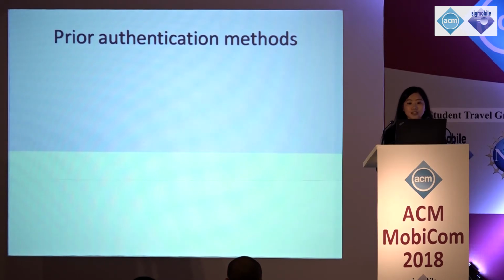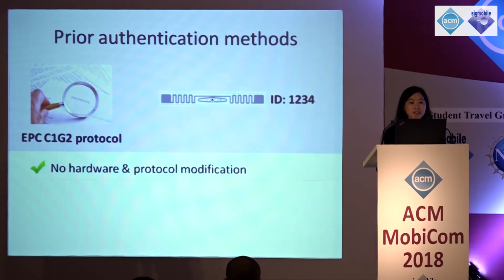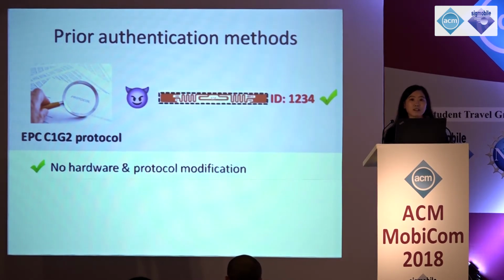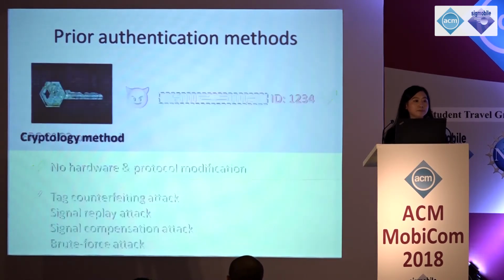However, many existing authentication methods have their own drawbacks. Basically, for the commercial protocol, the reader authenticates each tag by scanning its ID. The method does not need any hardware or protocol modification. However, if the attacker utilizes a counterfeit tag that uses the same ID as the legitimate one, the reader cannot tell it. So it is not a good solution for RFID authentication.